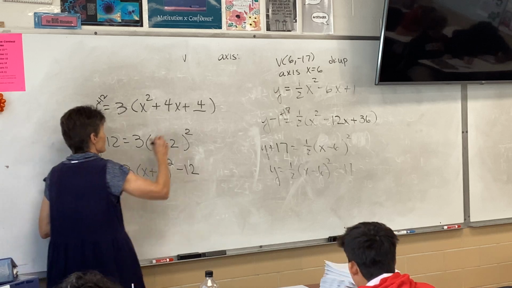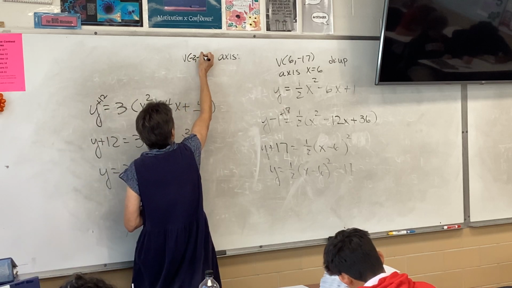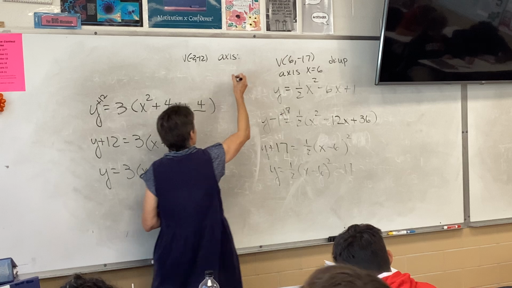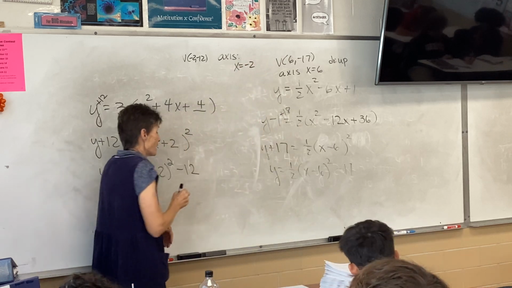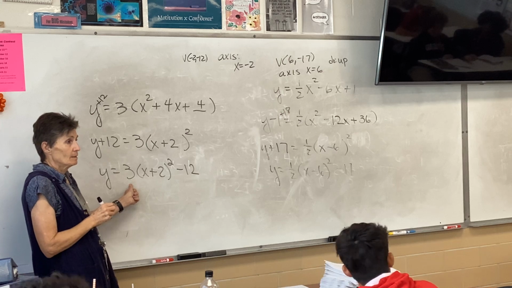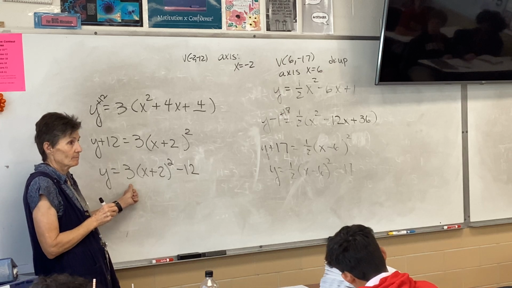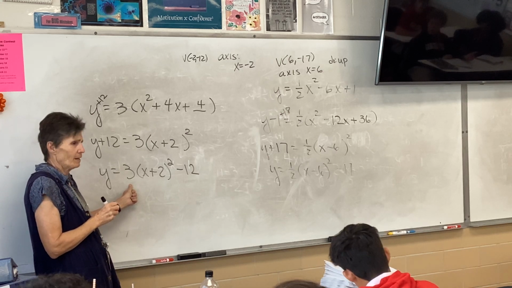What's my vertex? -2, -12, meaning my axis is x equals -2, and of course I open down. Up. What am I saying? I don't know.